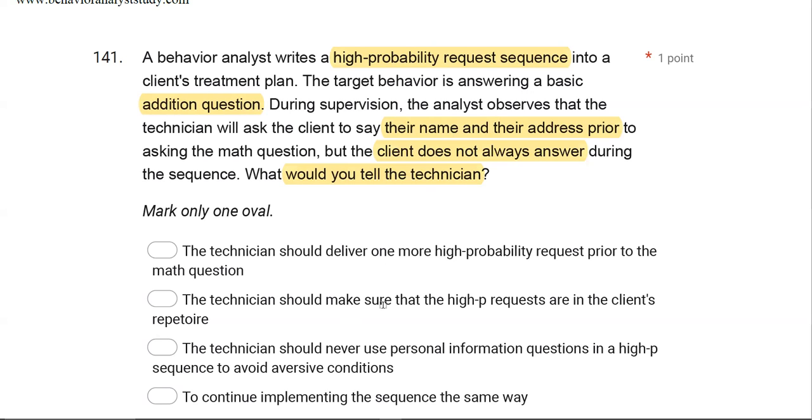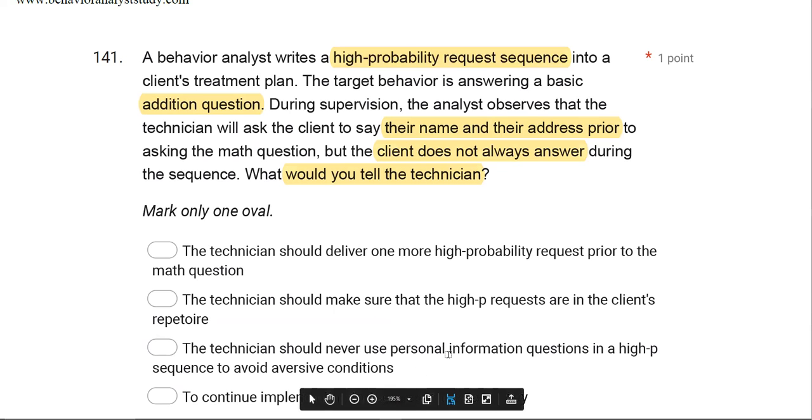B, the technician should make sure that the high P requests are in the client's repertoire. Yes, before they do anything, before the high probability request even begins, all the high P requests need to be reliably evoked. Meaning, if I ask them to do it, they should almost do it 100% of the time, right? We want things that are reliably evoked because the whole idea is to build behavior momentum. If you're asking high P requests that they can't do, that's going to just kill momentum.